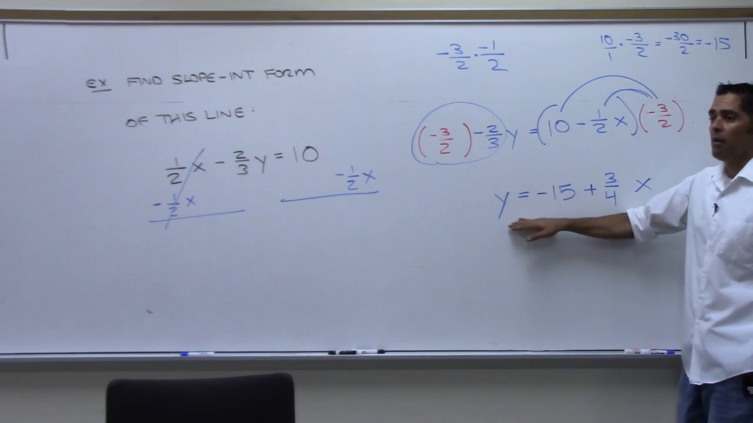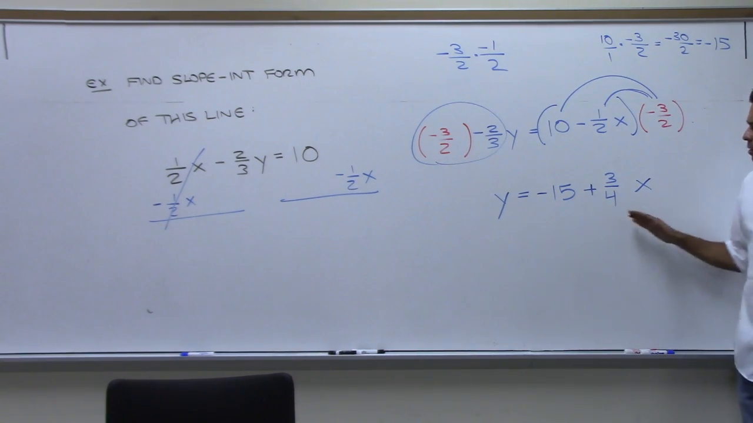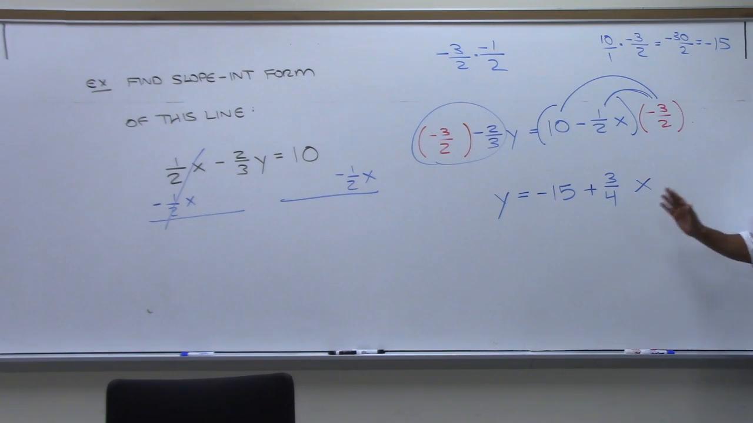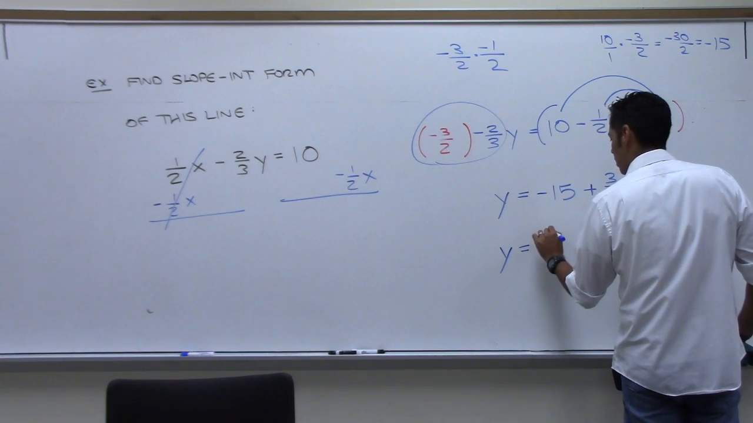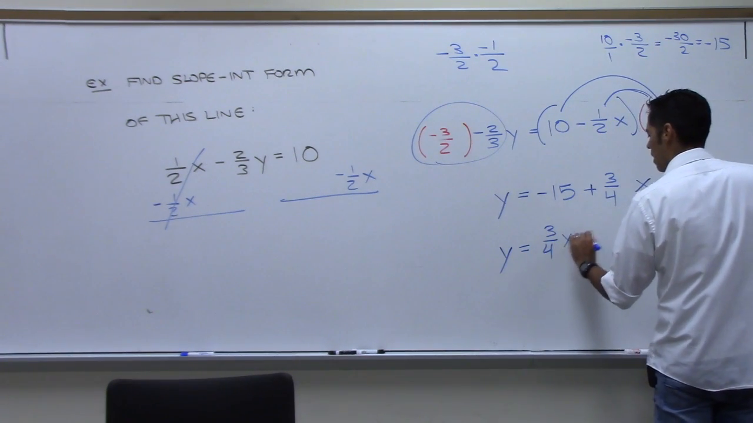I have solved for y, right? Is this in slope-intercept form? Does it look like y equals mx plus b? Yeah, but we could probably rearrange it, couldn't we? And write it like this.